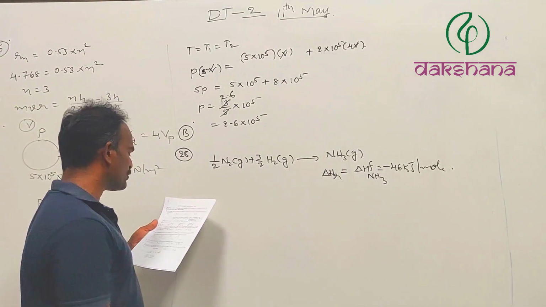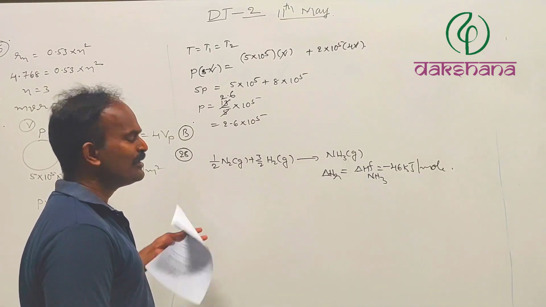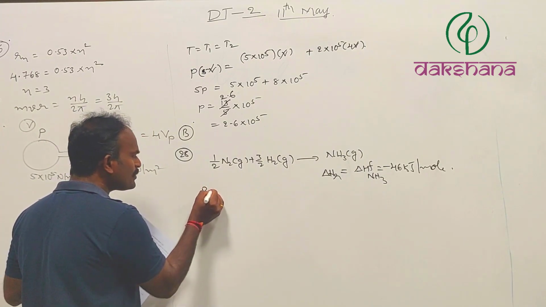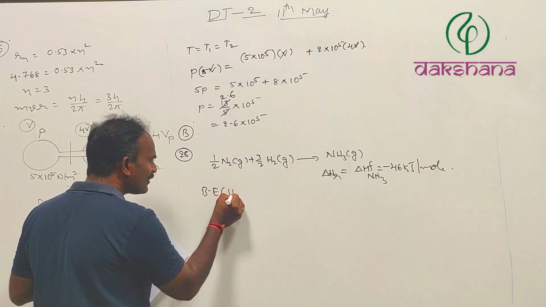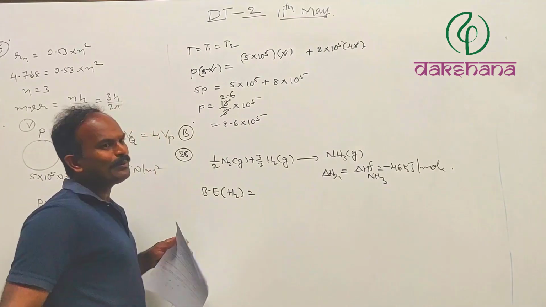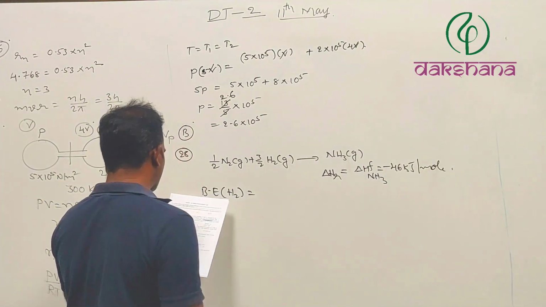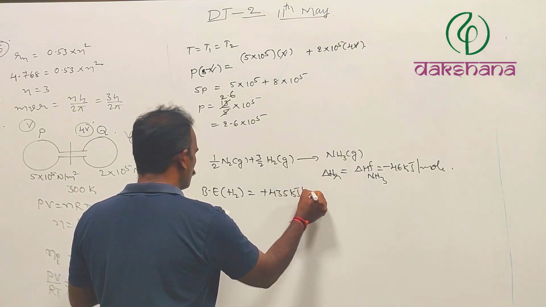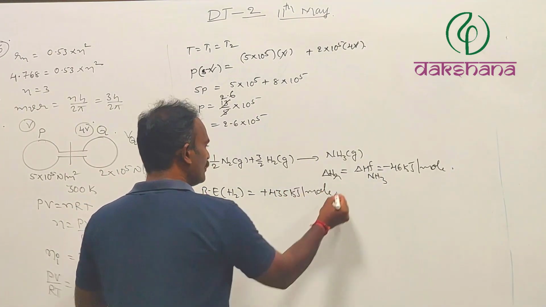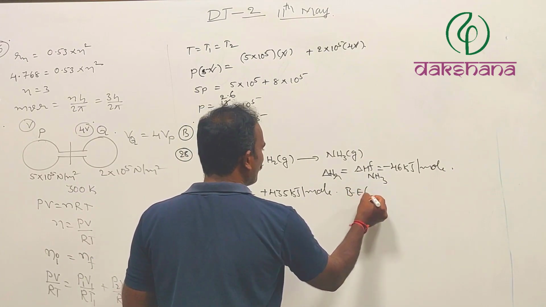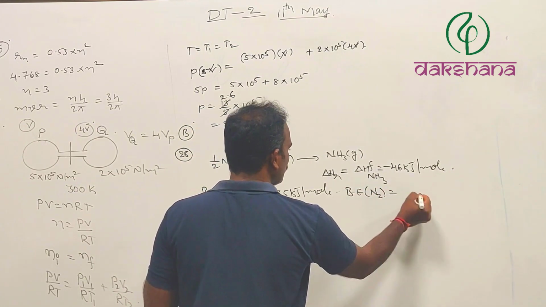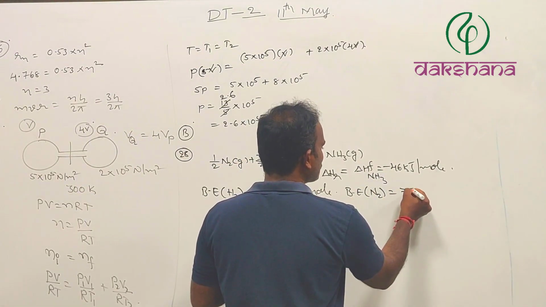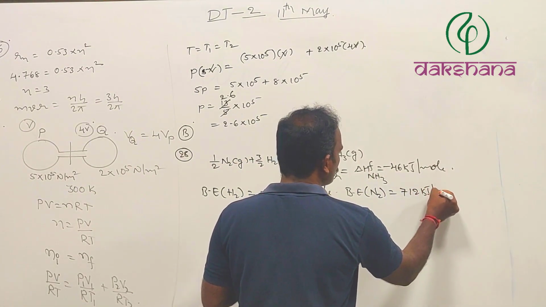Enthalpy of formation of H2. Here you have to understand one thing. The enthalpy of formation of H2 is also called the bond dissociation enthalpy of H2. Both are equal in magnitude but opposite in sign. That is 435 kilojoules per mole. Another one is also given: bond dissociation enthalpy of nitrogen, N triple bond N, that value is plus 712 kilojoules per mole.